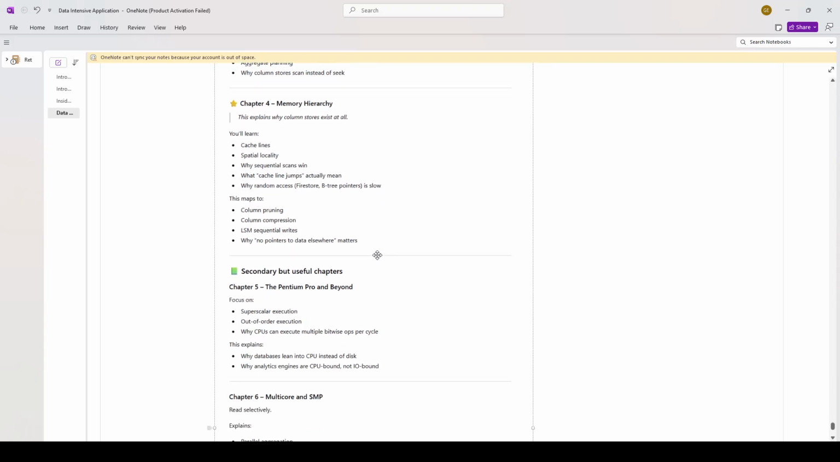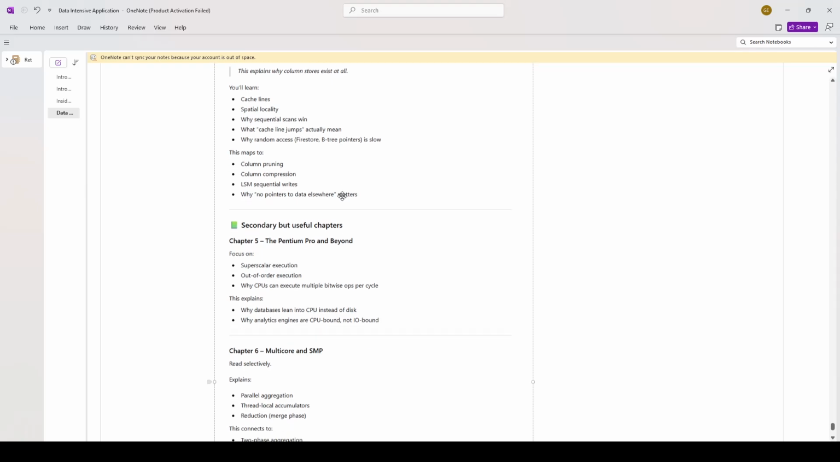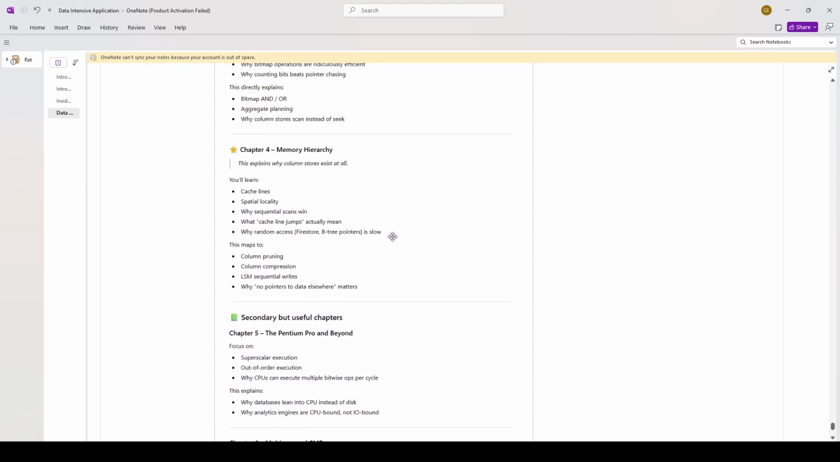Chapter 4, Memory Hierarchy. This explains why column stores exist at all. You'll learn cache lines, spatial locality, why sequential scan wins, what cache line jumps actually mean, why random access in Firestore B-tree pointers is slow. This maps to column pruning, column compression, LSM sequential writes, and why having no pointers to data elsewhere matters.